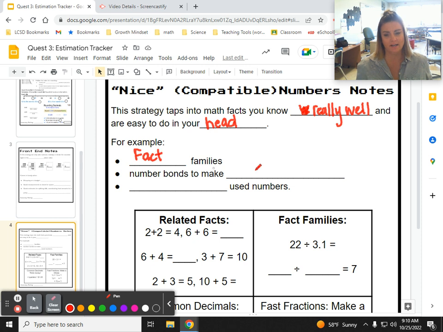For example, fact families: 22 divided by 3.1. Well, I could say 22 is about 21 and 3.1 is about 3. And I know that 21 divided by 3 is 7, right? That's a fact family that I know. I know that well.